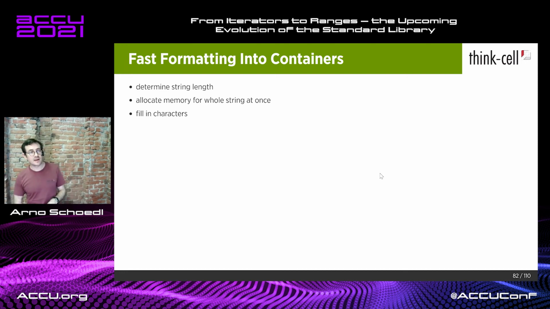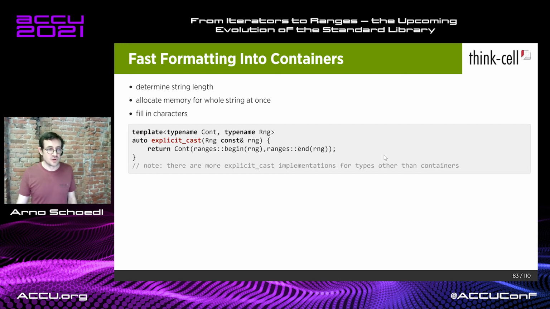So how do we do this efficiently? I think the most efficient way to do this would be you determine the string length first, then you allocate the memory for the whole string at once, and then you just fill in the characters. That's probably the most efficient way to do it. Now, how can we get there? So one first attempt would be, we say, okay, we have an explicit cast that is creating containers. We're just going to iterate over the range and have the two iterators being passed to the container, like we did before.